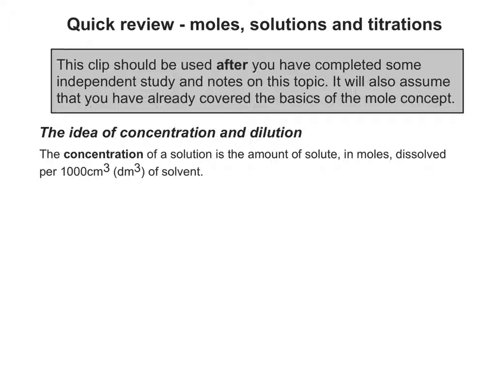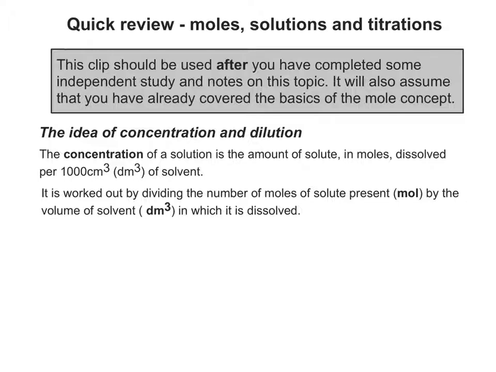The concentration of a solution is measured as the amount of solute in moles dissolved per 1 decimeter cubed or 1000 centimeters cubed of solvent. So it's calculated by working out the number of moles of solute present, written in moles, MOL for short, divided by the volume of solvent in decimeters cubed in which it's dissolved.